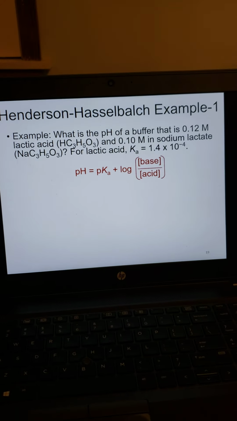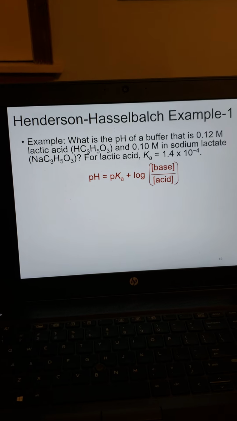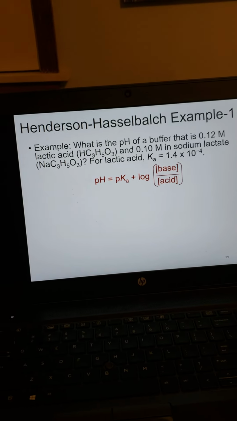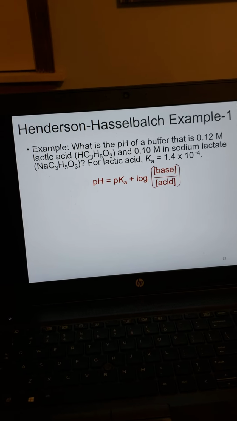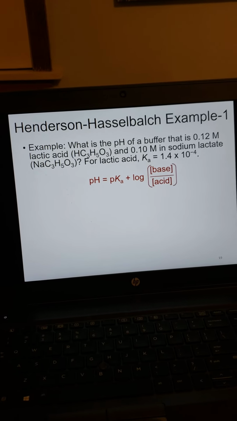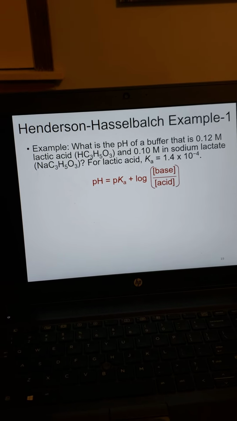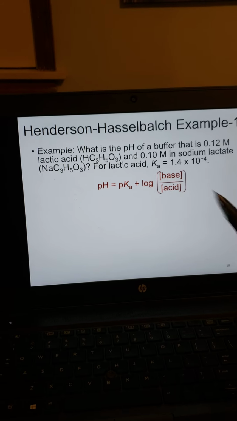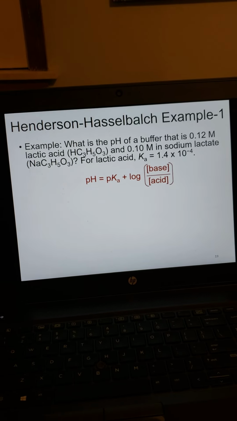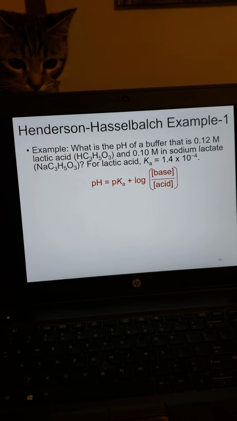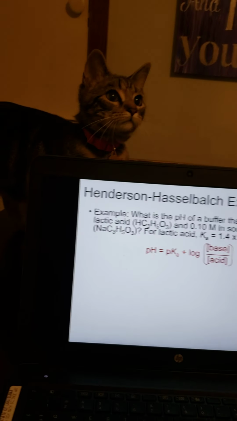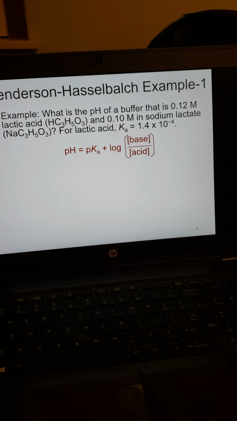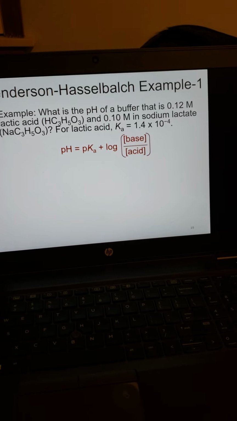Okay, so first question: what is the pH of a buffer that is 0.12 molar lactic acid and 0.1 molar sodium lactate? It says for lactic acid, the Ka is 1.4 times 10 to the negative fourth. I promised you that we would use the Henderson-Hasselbalch equation, but we're also going to use the old school common ion approach as well. Hi, Luna. Go away, Luna. And we're going to get this question solved.